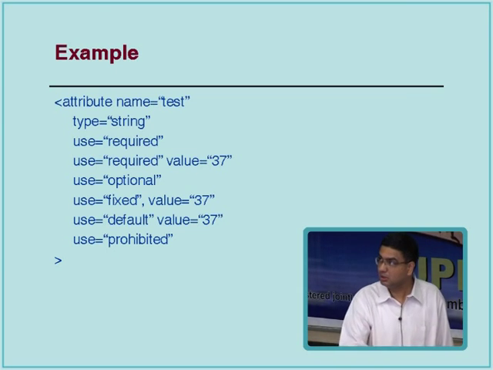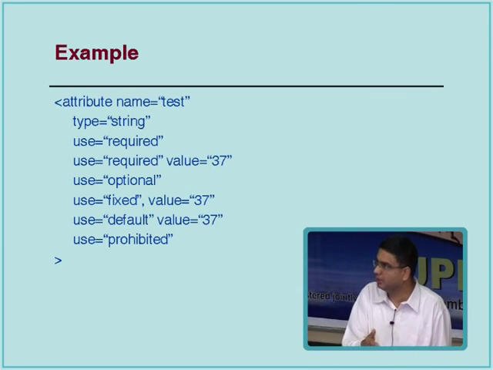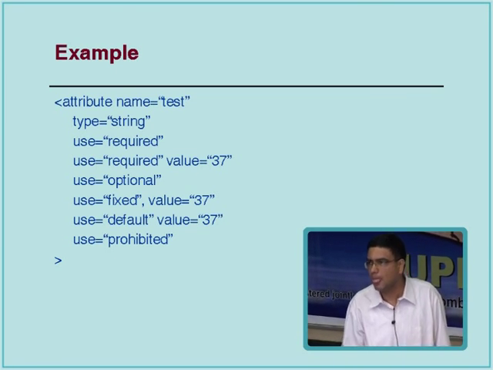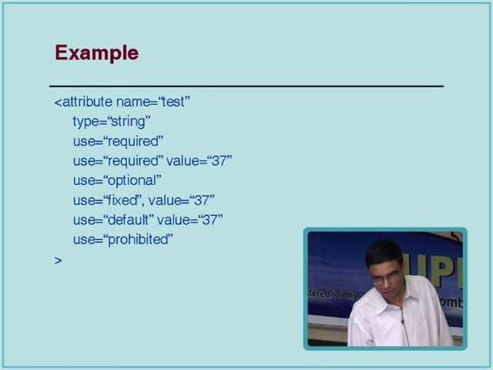This is just an example that is dumping everything into the same. It shouldn't be like this because there are some contradictions here. It is just illustrating the fact that you can use these different values of the facet of use. That's all.